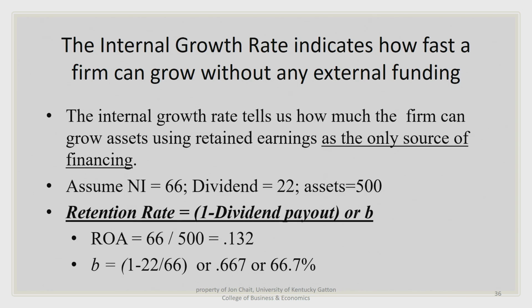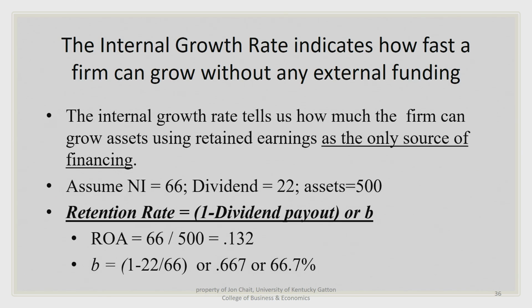We need to know the NI, the net income, the dividend, the number of assets, and we need to know the retention rate. And the retention rate, that's why it's underlined here, is 1 minus the dividend payout rate. And we abbreviate it with this initial B, just to reduce the amount of letters that have to be typed on a line. We need to know ROA, and in this case, we calculate B.